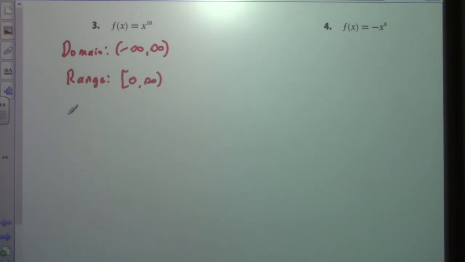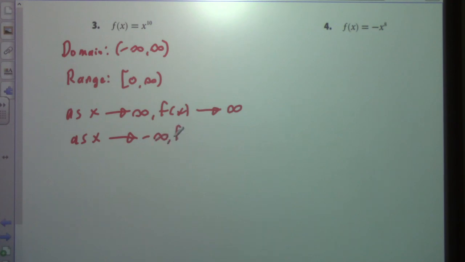Okay, next one, as x approaches infinity, f of x approaches infinity. Yep. As x approaches negative infinity, f of x approaches infinity. Odd, odd. Even. This is even like this, right? And then degree what? 10.